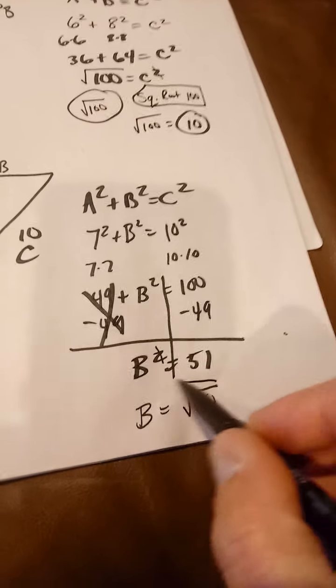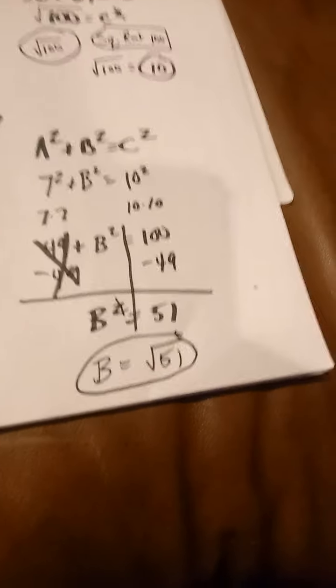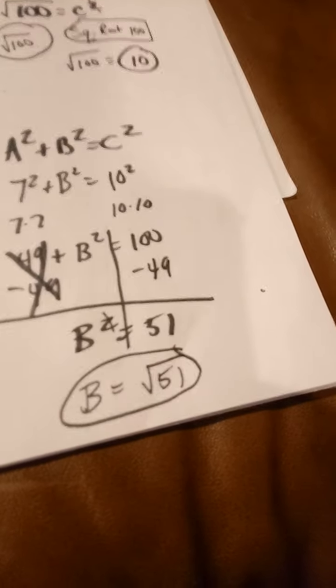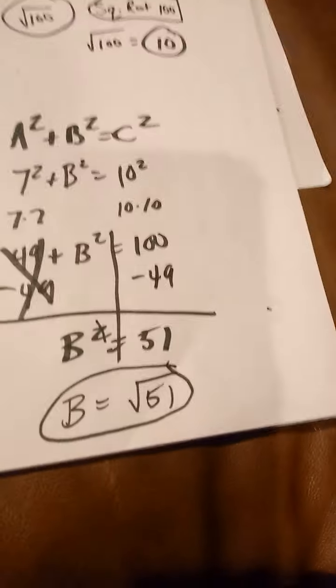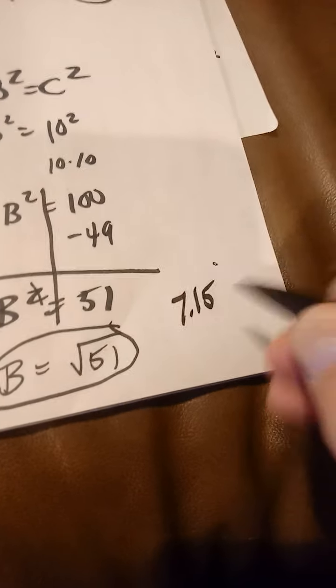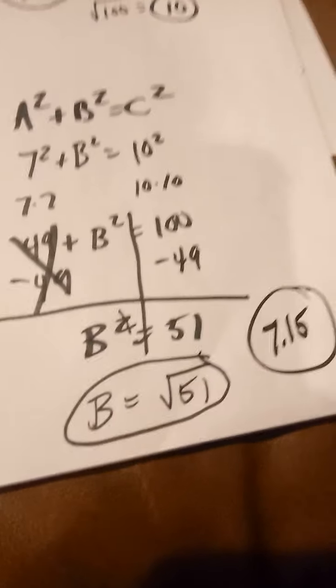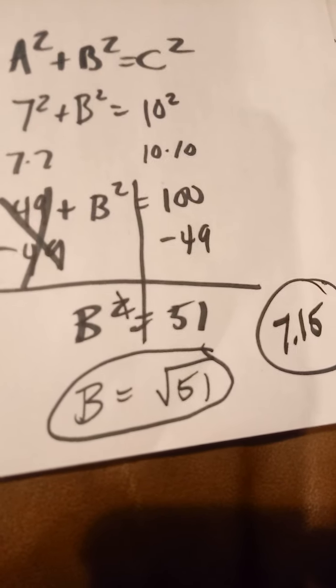Now, again, this is an acceptable answer. Or you can take out your calculator and do it. But I can tell you right now that 49 is really close to 51, and the square root of 49 is 7. So for the square root of 51, I don't have my calculator right now, but I'm going to guess it's 7.15. And that's my answer, folks. You can do it either way on a calculator, or you can just leave it as the square root and give me that.